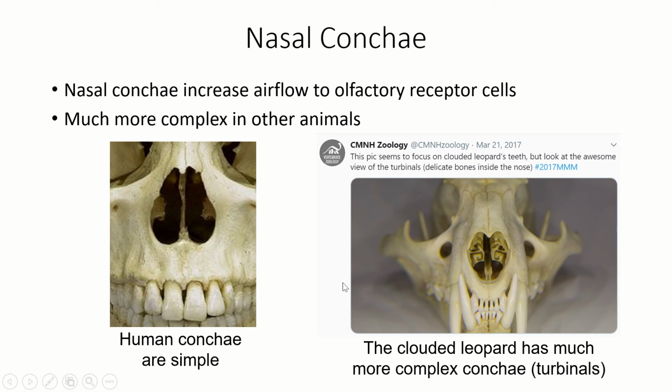They're just little ridges. In other animals, such as this clouded leopard from the Cincinnati, I believe, Museum of Natural History, you can see much more complex bones, which are called turbinals because they do create a turbine kind of effect, so that a lot more air swirls through the nasal cavity, gets to those olfactory receptor cells, leading to a better sense of smell.